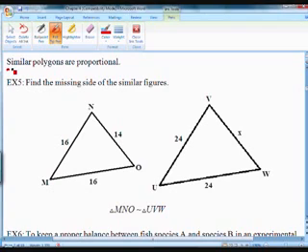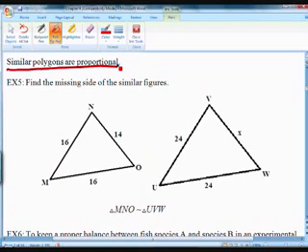Similar polygons are proportional. Let me explain what similar polygons are. Two shapes that look identical, but they might be different sizes. They're not congruent, because congruent would mean they're the exact same size. Those are two words we've got to be careful of using: congruent and similar. Congruent: same size, same shape. Similar: different size, possibly same shape.